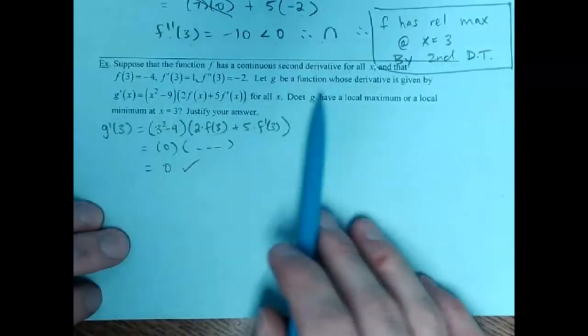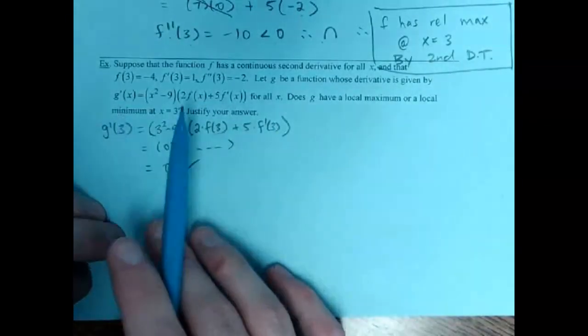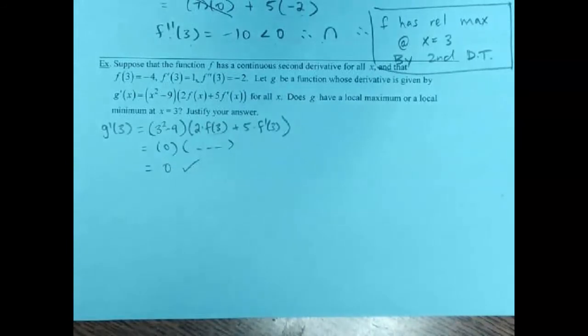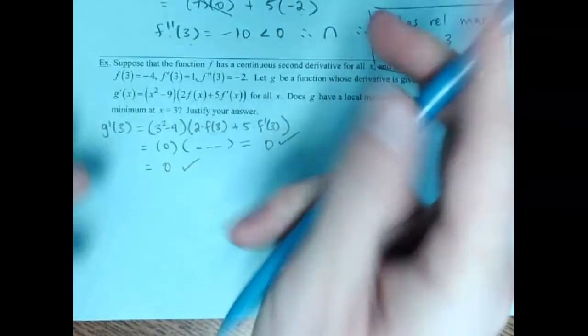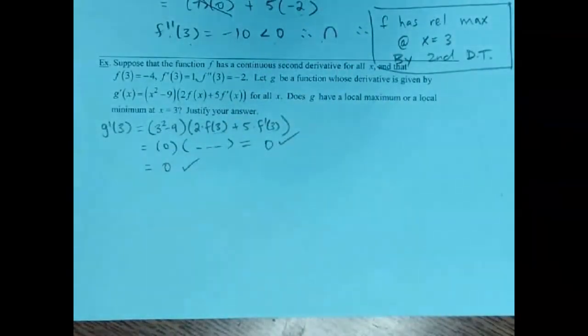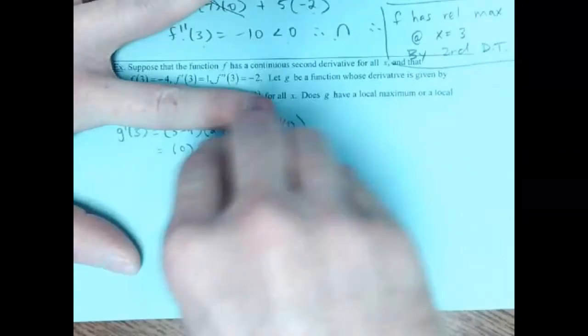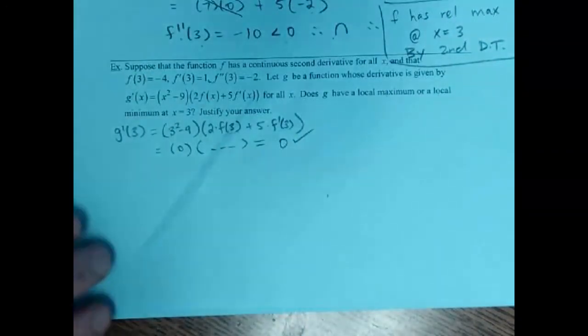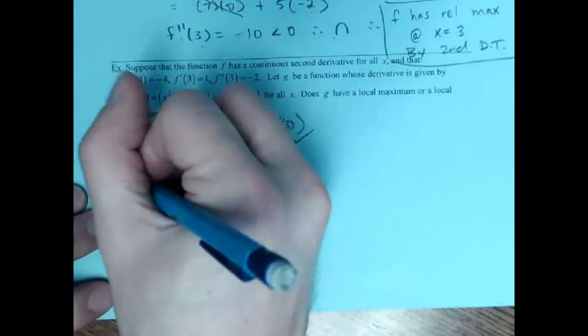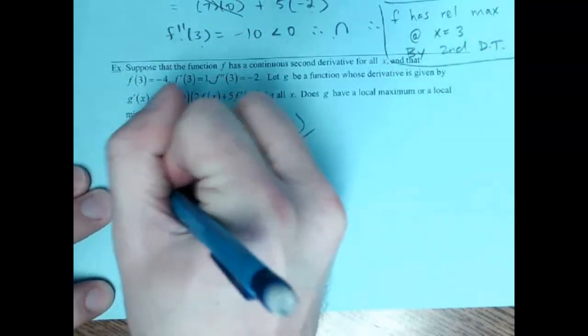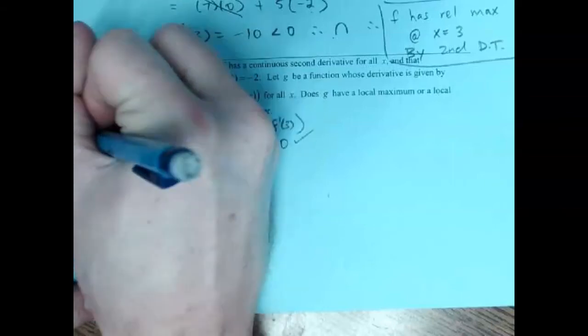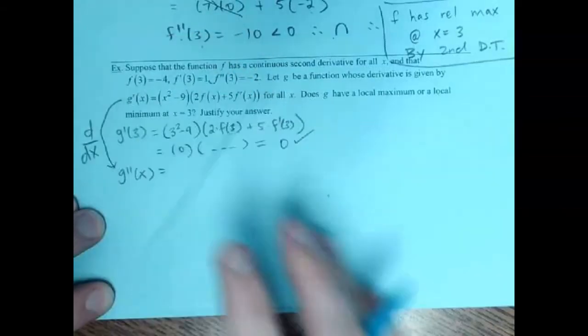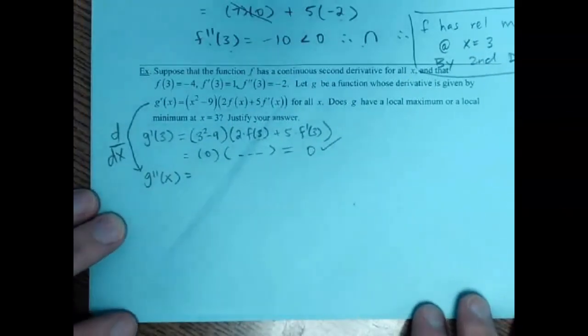It says, does it have a max or does it have a min? It wasn't max, min, or neither. So I really should have gotten 0. And if I didn't, something would be very wrong. I'm going to erase this line just so I have a little bit more room. But yes, the first derivative must be 0. And then the second derivative must not be 0.